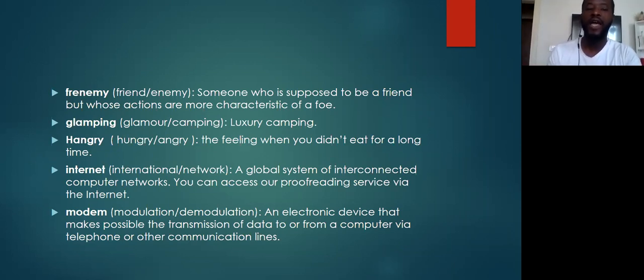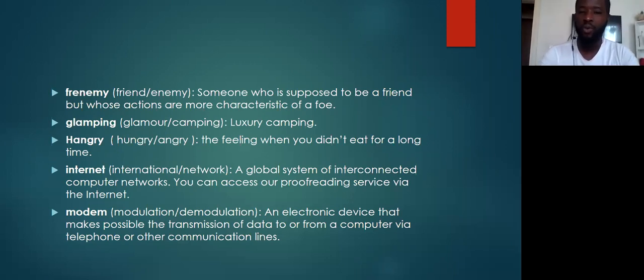And we have the word hangry. Hangry is the combination between hungry and angry, which means the feeling when you didn't eat for a long time. For example, you have eaten your breakfast and till night you didn't eat anything. So you were feeling hungry at the same time you are angry. So this is the meaning of hangry, okay? If you say to somebody, you don't like me, or I am hangry right now, and I think you are not going to like me at the moment because I am angry and nervous at the same time, okay?